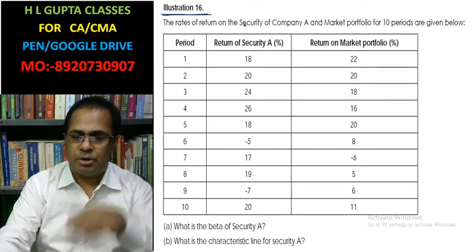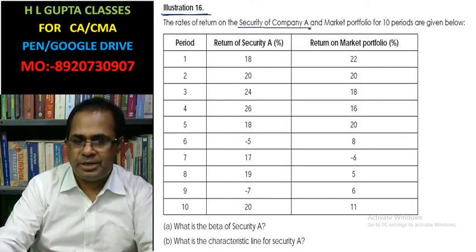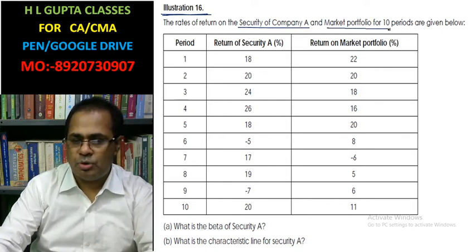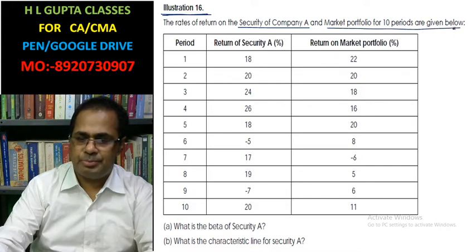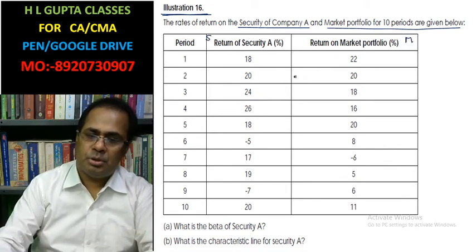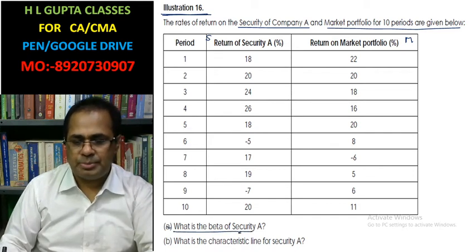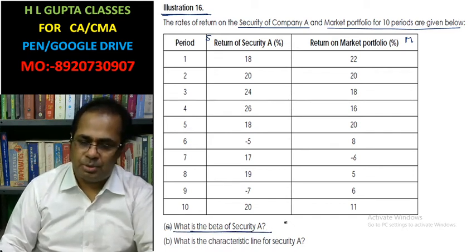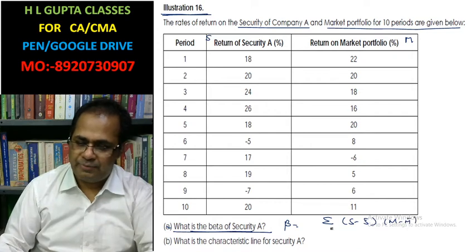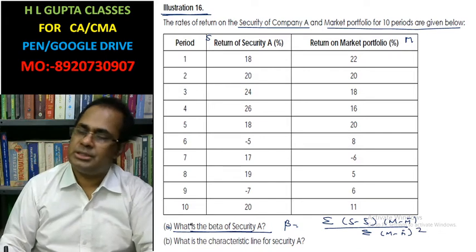The rates of return of the security of company A and a market portfolio for 10 periods are given below. This is the security return and this is the market return. All are given. What is the beta you have to calculate? This is very simple. We have calculated beta. The formula for beta is summation of (S minus S bar)(M minus M bar) divided by summation of (M minus M bar) squared. Okay, this is very easy.